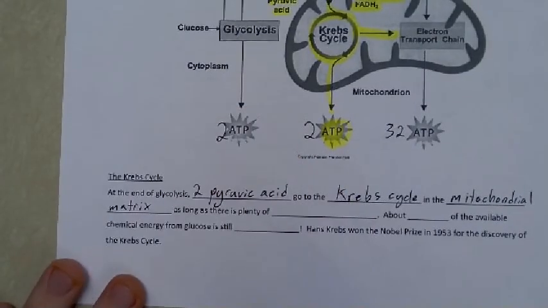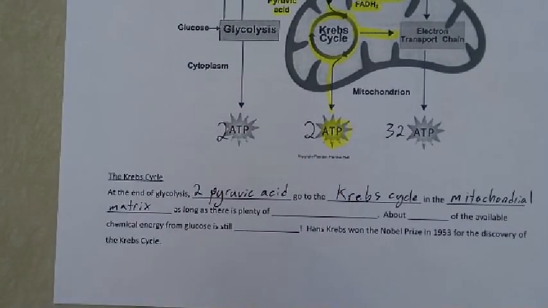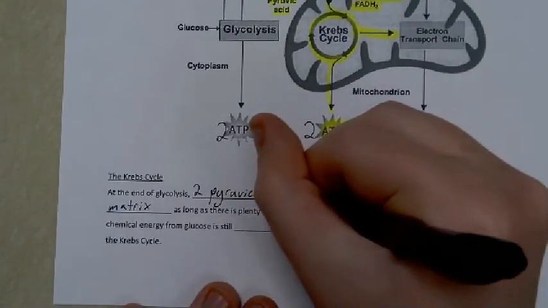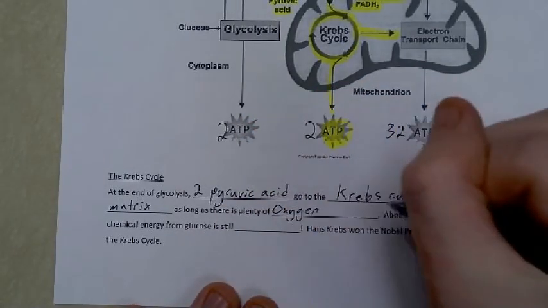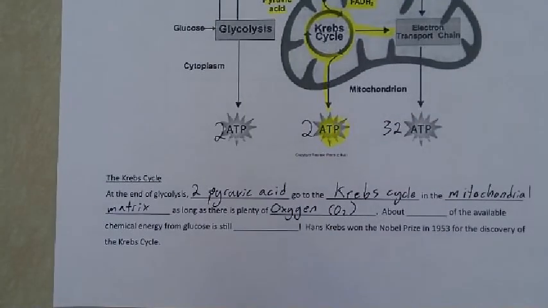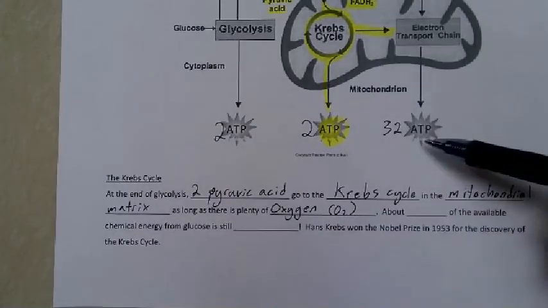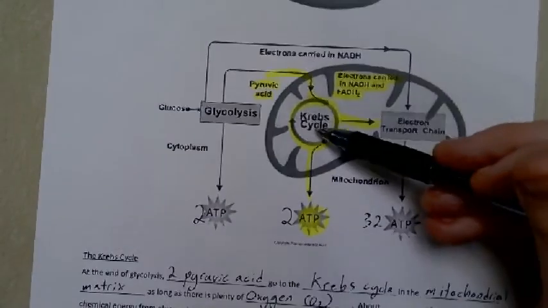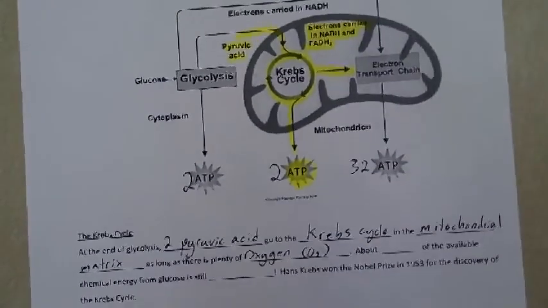But we only go to the Krebs cycle as long as we have a bunch of oxygen. If we don't have our O2 here, then we're going to undergo fermentation after glycolysis and just keep producing a little bit more ATP there. But our end goal is the electron transport chain, so we'd much rather have oxygen and then be able to produce this huge amount of energy from our electron transport chain here. So we need to go through the Krebs cycle to produce these electron carriers.